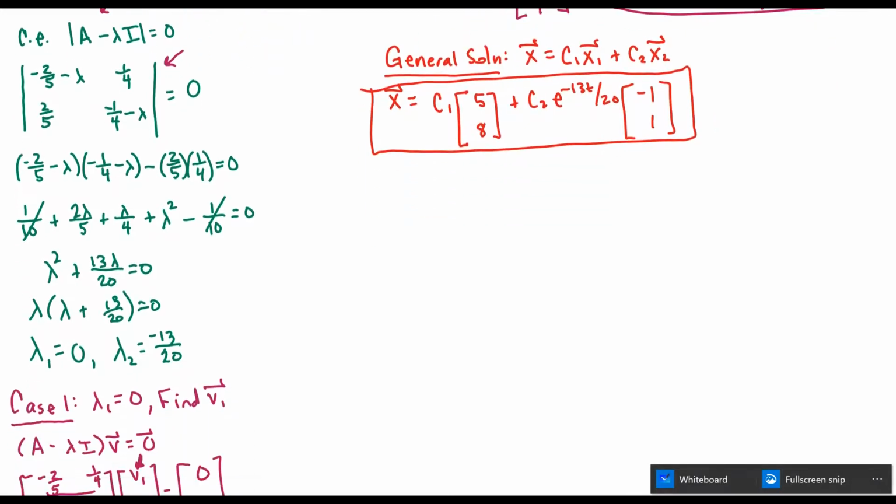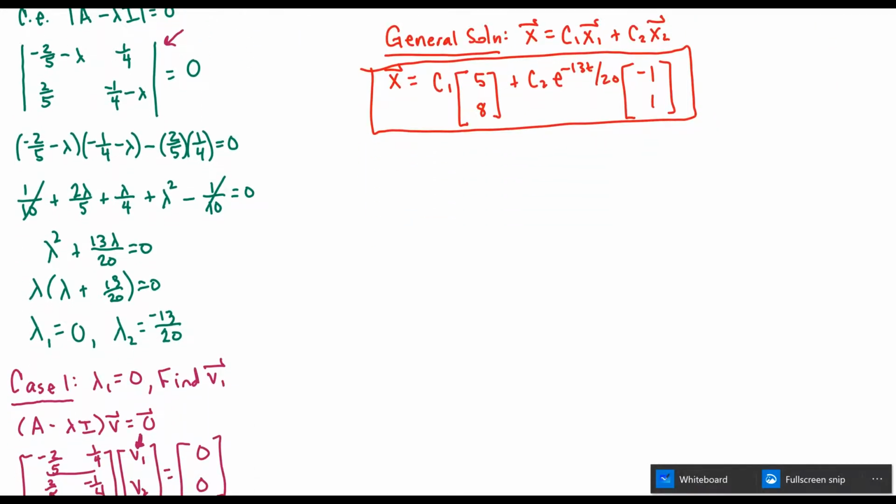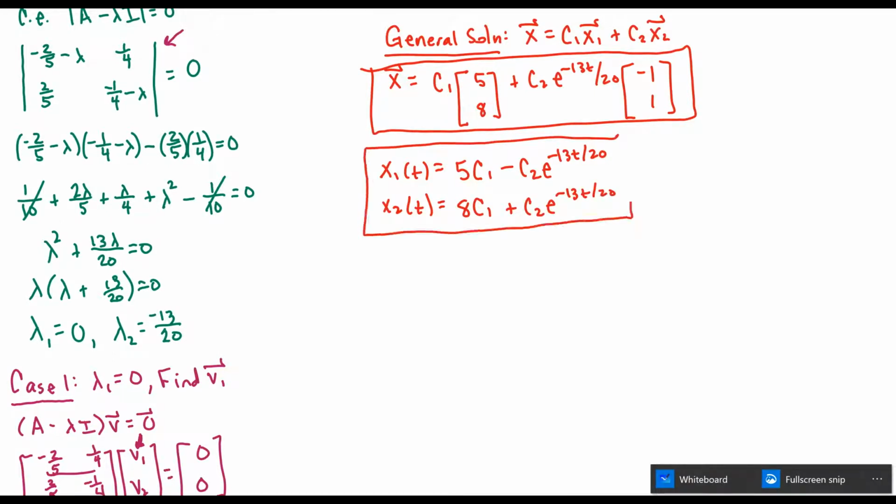But to make sense with what we're most familiar with, let's rewrite this in terms of two distinct equations. The first function in this matrix equation, going across row 1, is x sub 1 of t equals 5c1 minus c2 e to the -13t/20. And the second equation, x sub 2 of t, is 8c1 plus c sub 2 e to the negative 13t over 20. That's our general solution in traditional equation form.